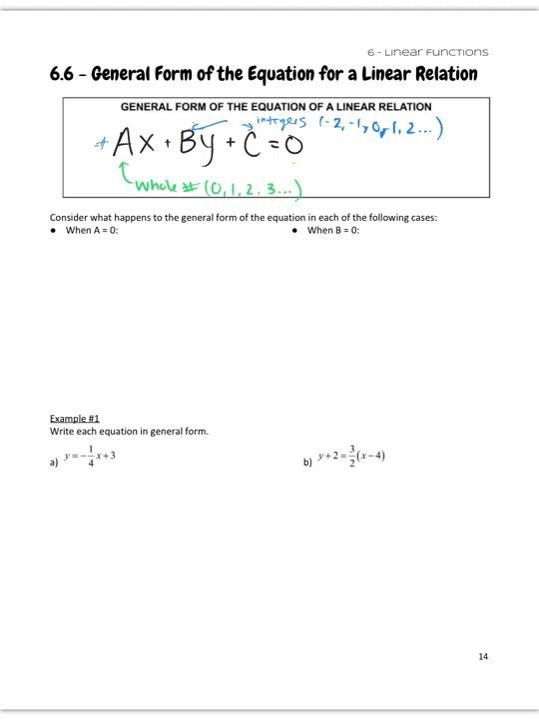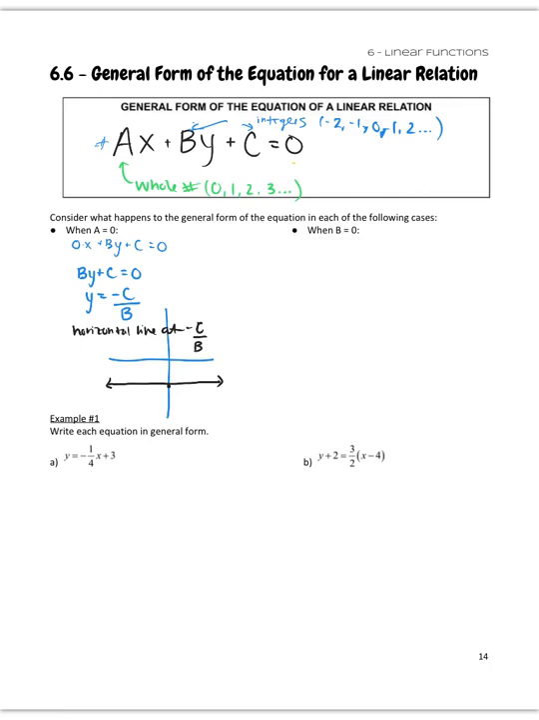So let's consider what happens in the general form of the equation when A equals 0. So let's put in 0 for A. 0 times x plus by plus c is still equal to 0. So 0 times x disappears, and we're just left with by plus c is equal to 0. If we solve for y, y is equal to -c divided by b. So if we were to graph that, we would see that it would appear at y equals -c over b, and it would just be a horizontal line.